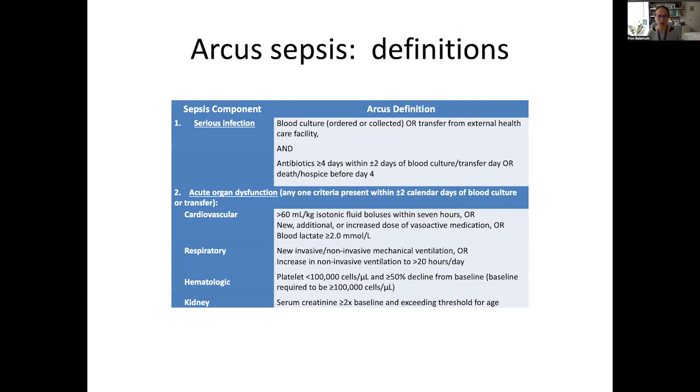This is an electronic health record tool that was used to identify patients with confirmed sepsis, so patients who had a blood culture obtained and who got at least 4 days of IV antibiotics within 2 days of that blood culture, and also who had evidence of organ dysfunction. And you can see the definitions of organ dysfunction here.